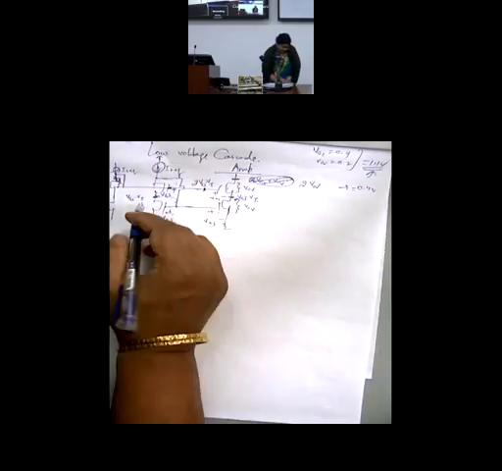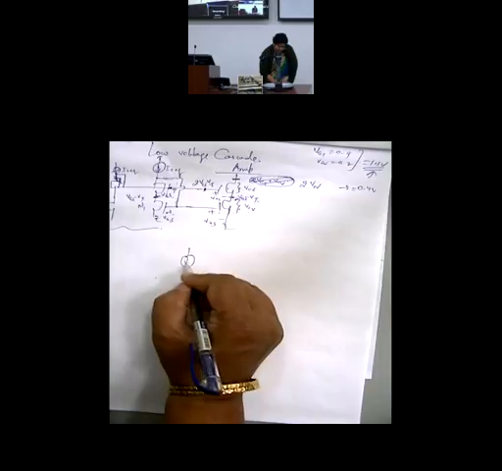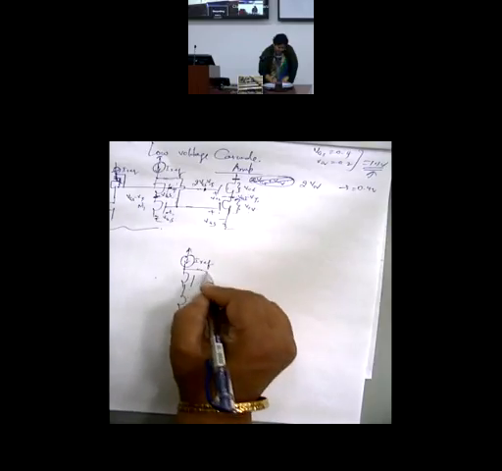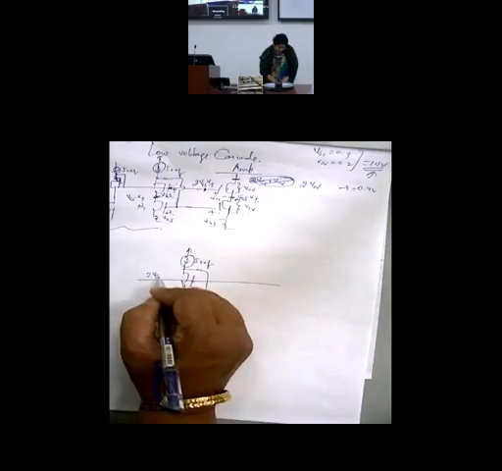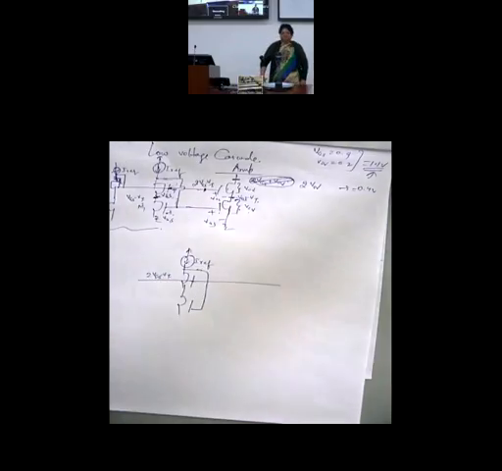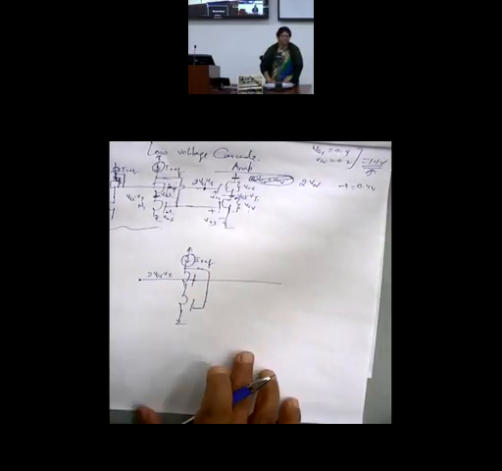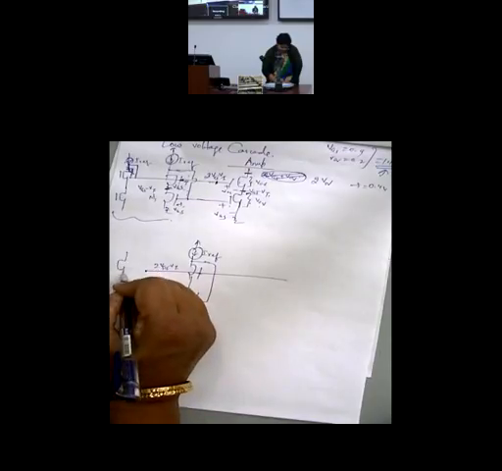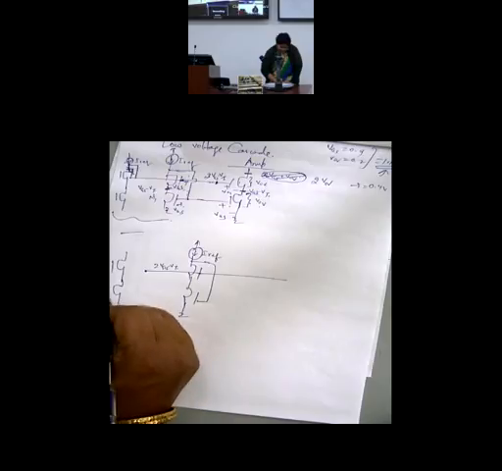Let me redraw this part. So we have IREF. Low voltage cascode connection. And this is to be how much? 2 VGS minus VT. Now I need to generate this potential. So what do I do? So this is going to be VGS.